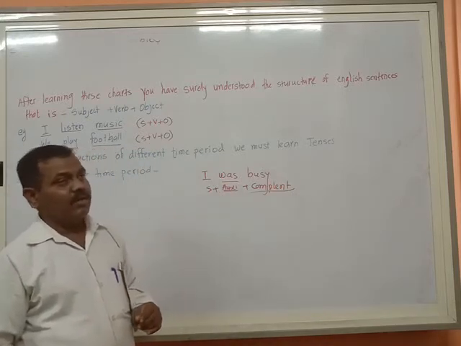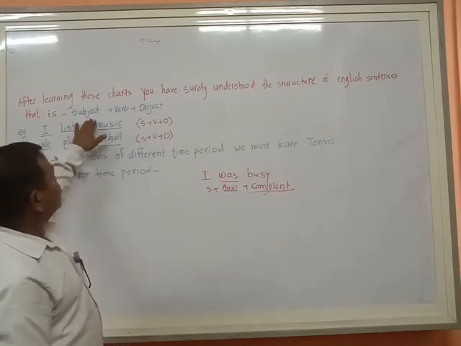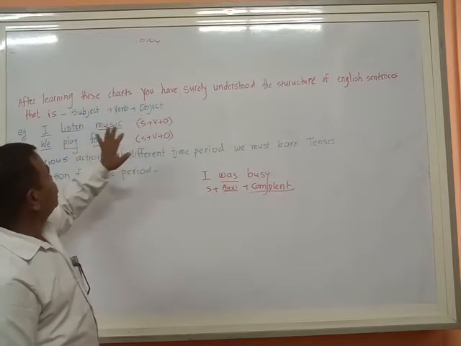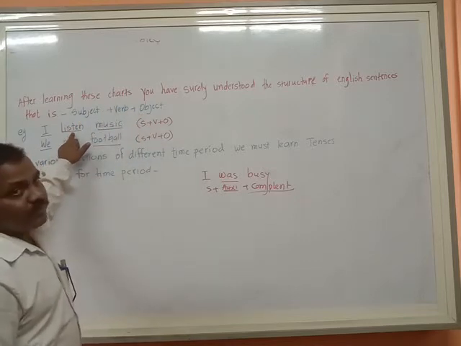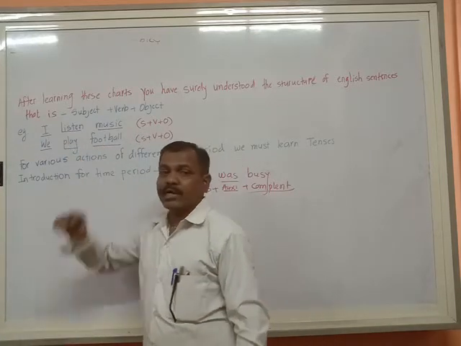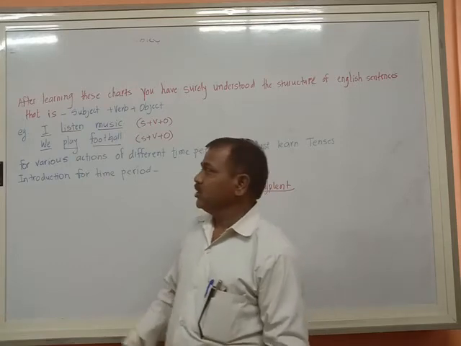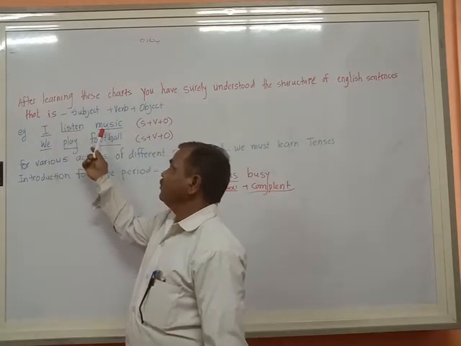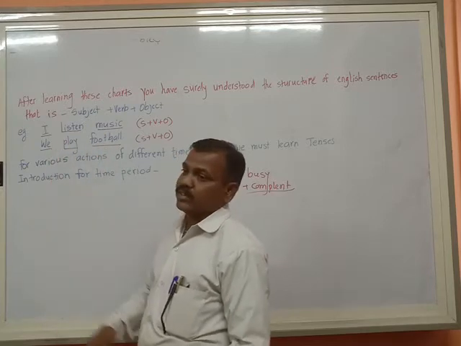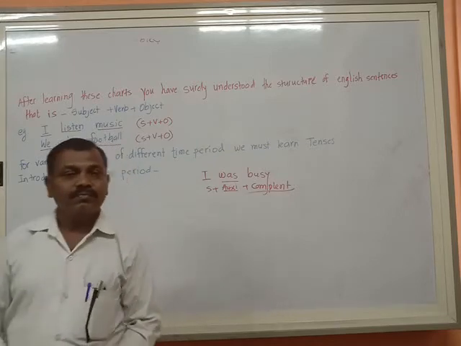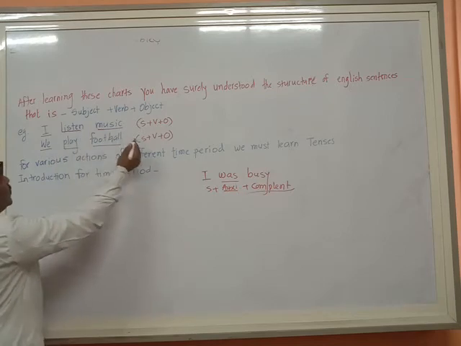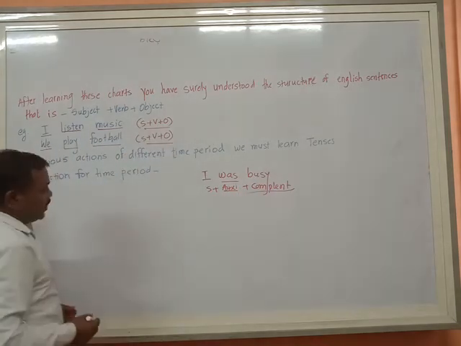Now we are learning this form of the structure of the English sentence, subject plus verb plus object. Now these main verbs are there, like listen, the activity of listening. Then another verb I have taken, play. So see these sentences: I listen music, we play football. Very simply I have given here subject plus verb plus object. Here I have given it very clearly.